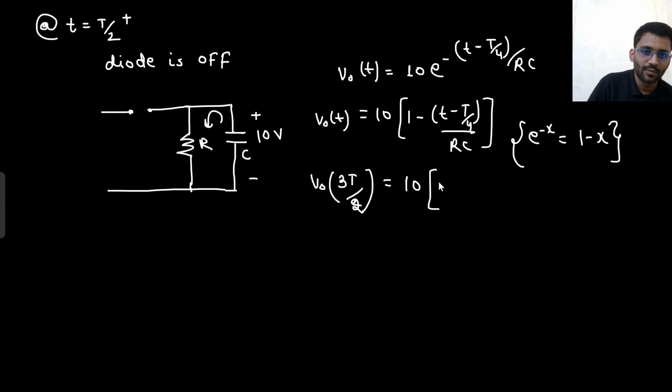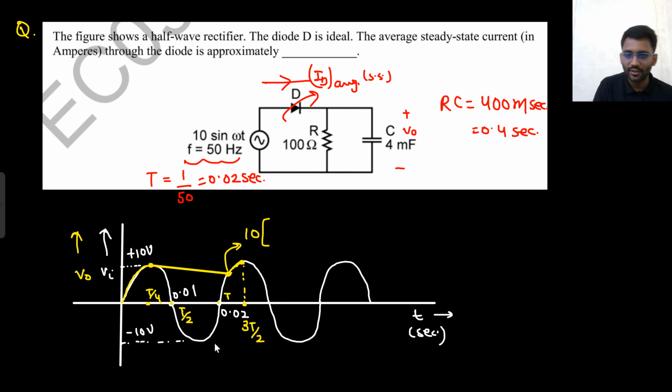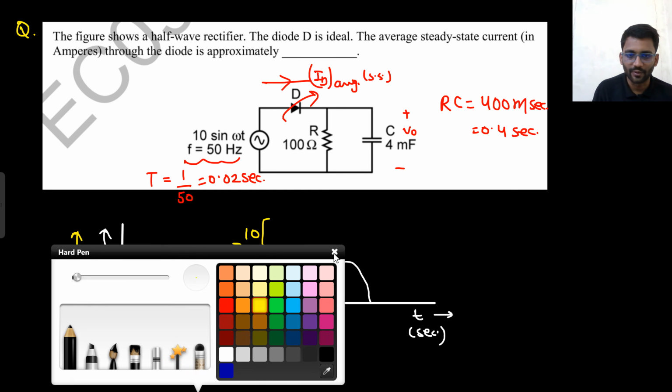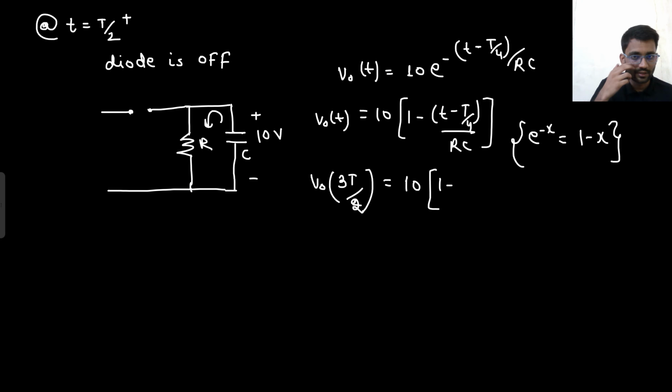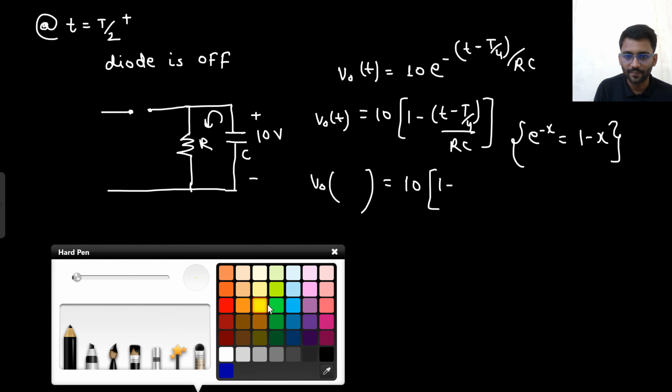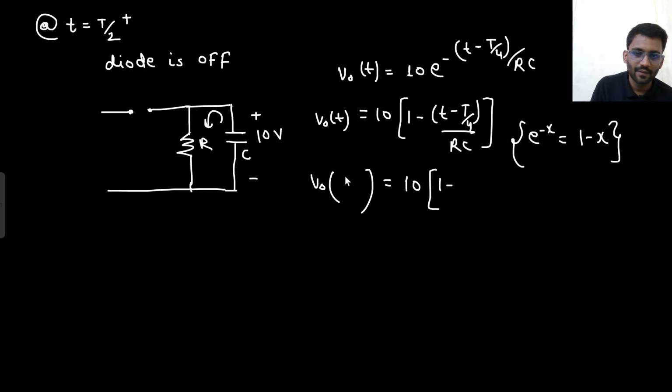Vm into, and this will not be 3T by 2. This will be T plus T by 4, which is 5T by 4. So I am making an assumption that it will discharge till 5T by 4. Really sorry for this mistake. One minus, here 5T by 4 minus T by 4. It will be T only.